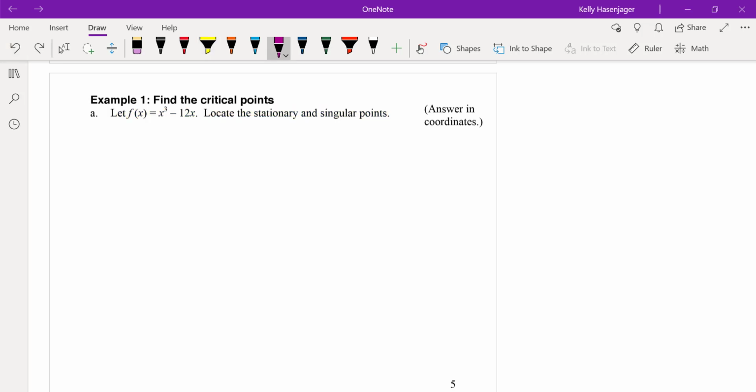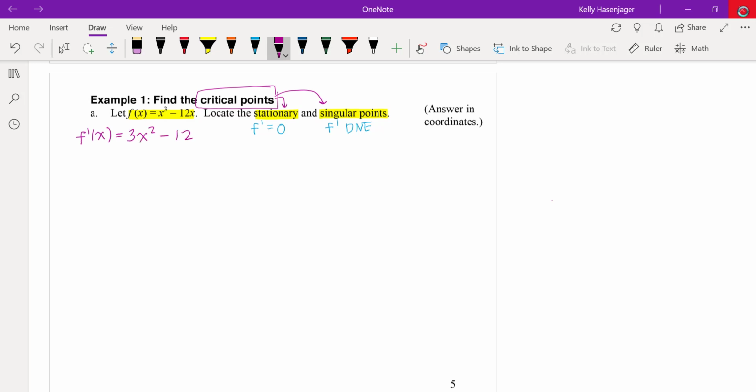If you remember, a critical point is just all of the stationary points and all of the singular points put together. The stationary point is when the derivative is equal to 0, so f prime equals 0, and the singular points is when the derivative is not existent, so f prime does not exist. For both of those, we have to find the derivative. Let's do that using the power rule.